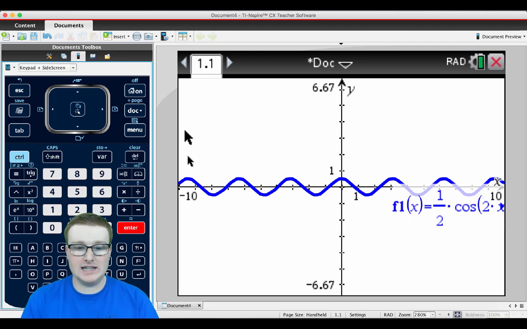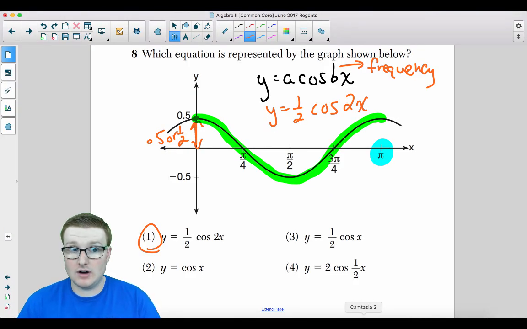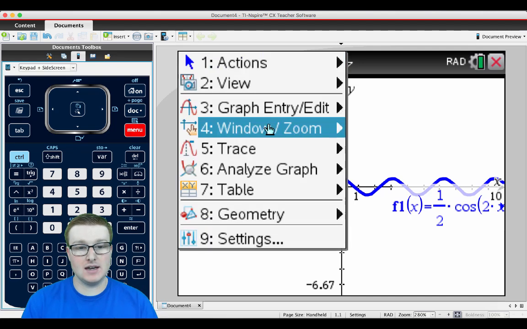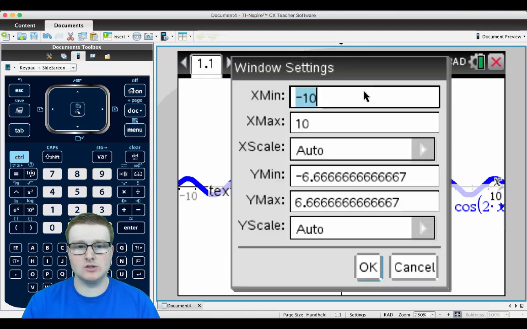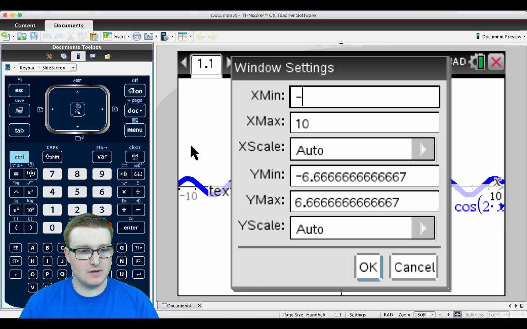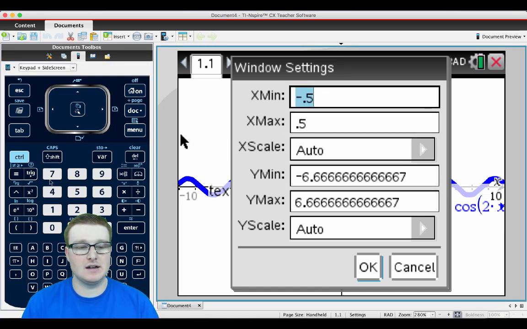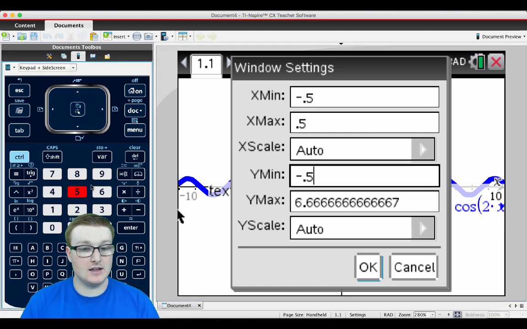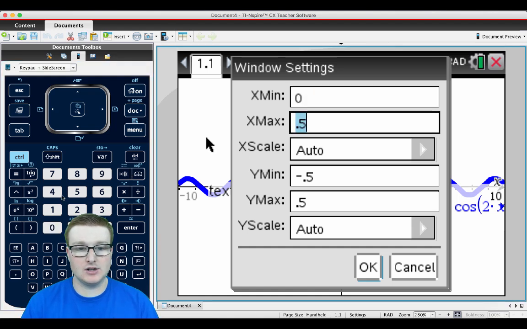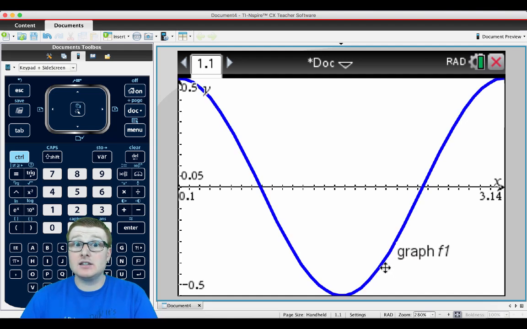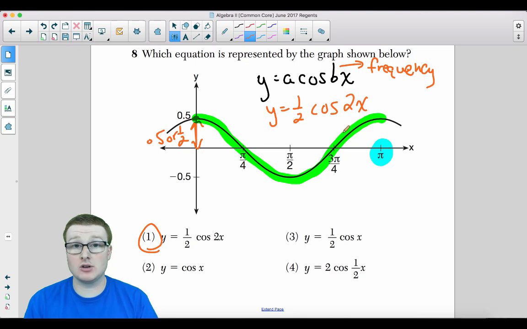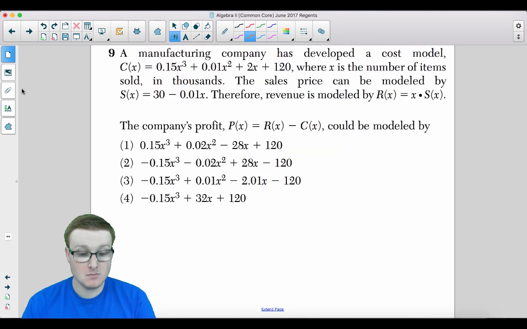Zoom in appropriately. If they tell you pi on the graph, go to pi on your calculator. So menu, window zoom, window settings. Your x-min is negative 0.5. Your maximum is 0.5. No, I'm sorry, I did that wrong. Your y values should be negative 0.5 to 0.5. And your minimum value for x is 0, and your maximum value for this is pi. Click OK. And clearly, we got it right. There's one cosine curve on our graph page on the calculator, and there's one cosine curve here. Great. Your answer is choice 1. Moving on to number 9.